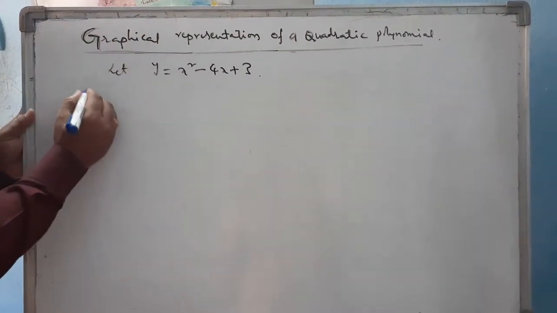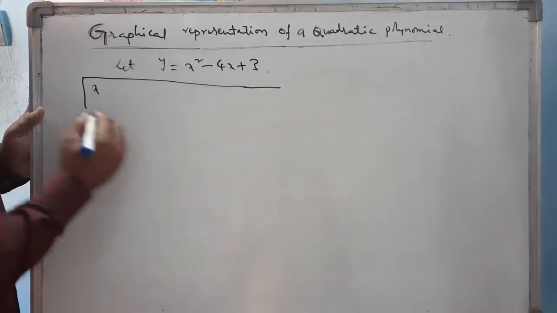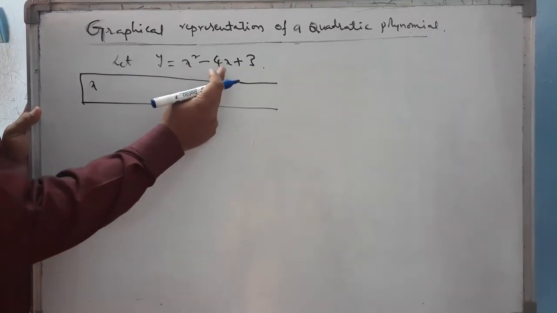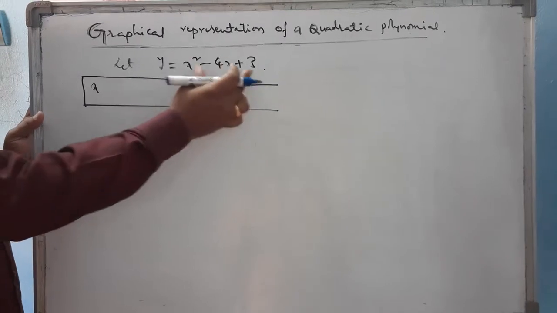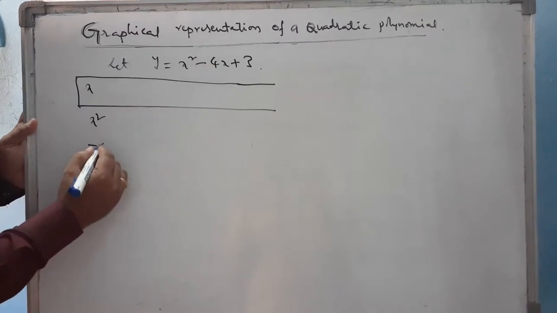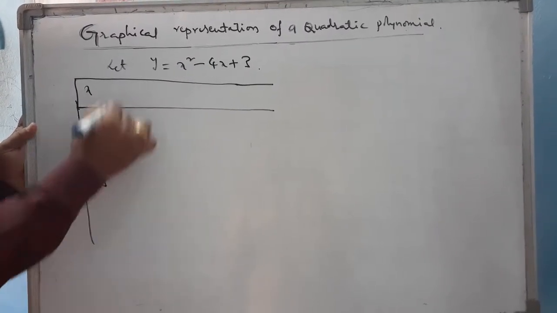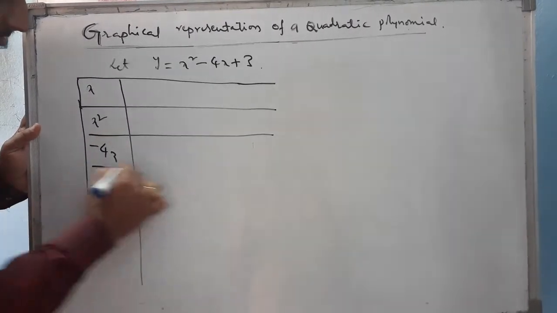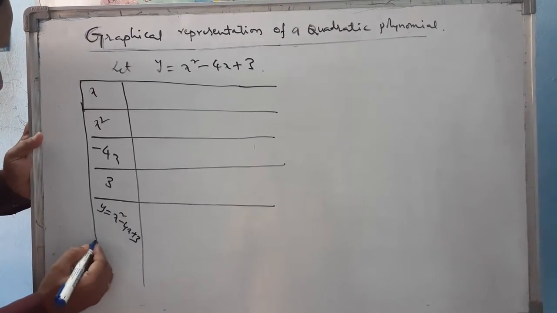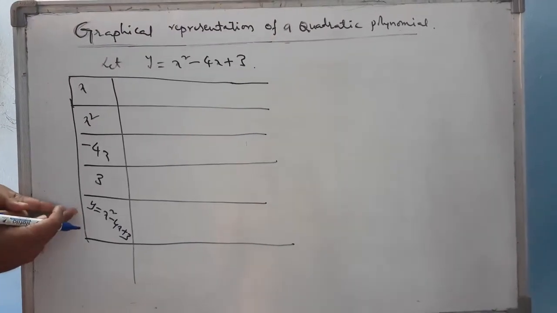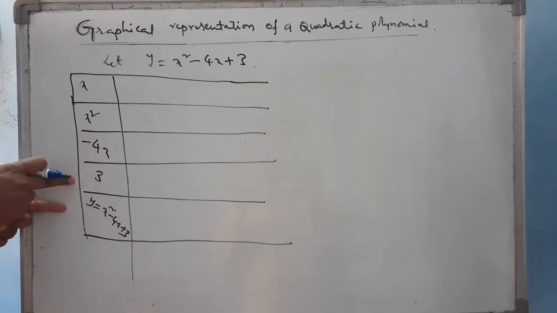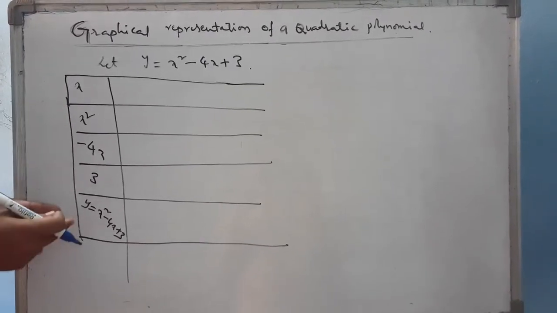So for this one, we are taking x values. And to find the y value, we have to find x², minus 4x, and 3. If you add them, we will get the y value. So how will you get the y value? First of all, we have to find the value of x² and the value of minus 4x and 3. Then we have to add these three. We will get the y value.